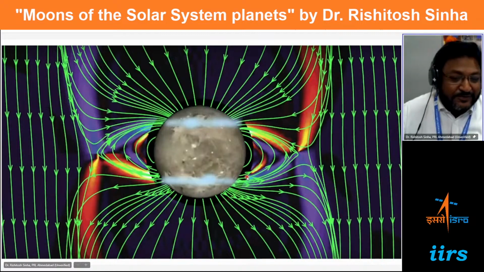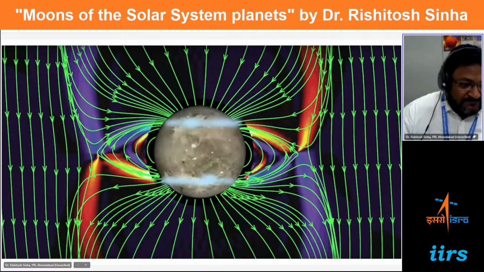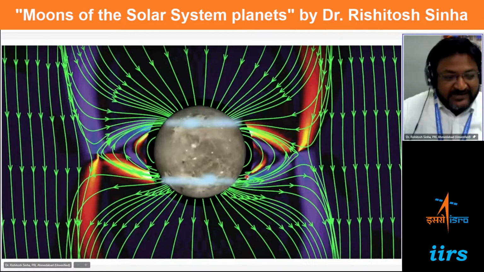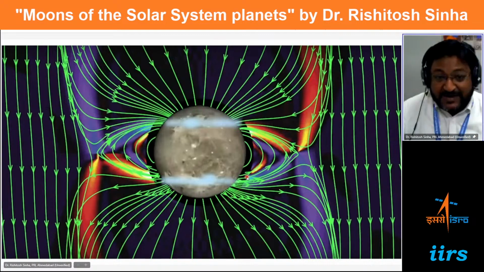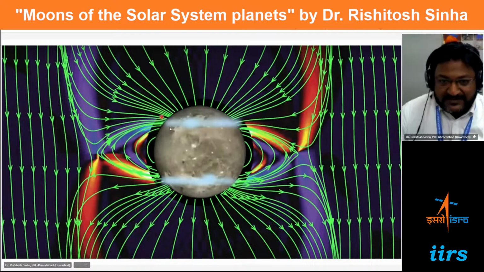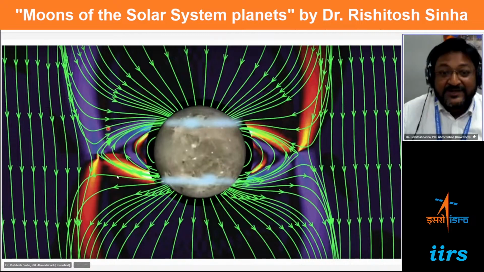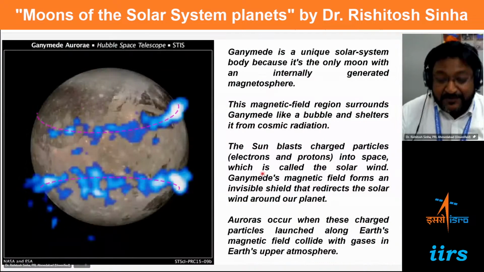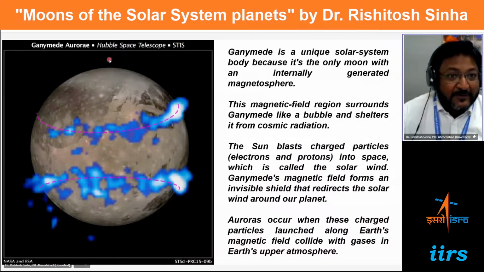I am sure that you all know that auroras occur when the charged particles that are launched along the magnetic field collide with the particles in the atmosphere. So typically auroras form at that point of time. But how do we see it around Ganymede? You can see here it has been observed. Hubble Space Telescope has seen the presence of aurora.